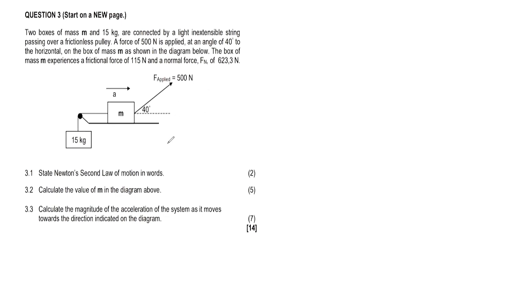So to calculate the value of M, looking at this diagram here, you can start by drawing the free body diagram first of a block M. So we have our normal force, we have our Fg, we have the force applied, and then we have the tension force, as well as the kinetic frictional force. Right.